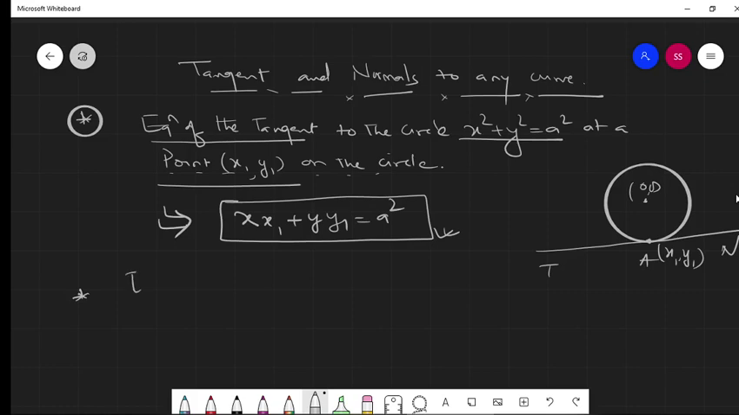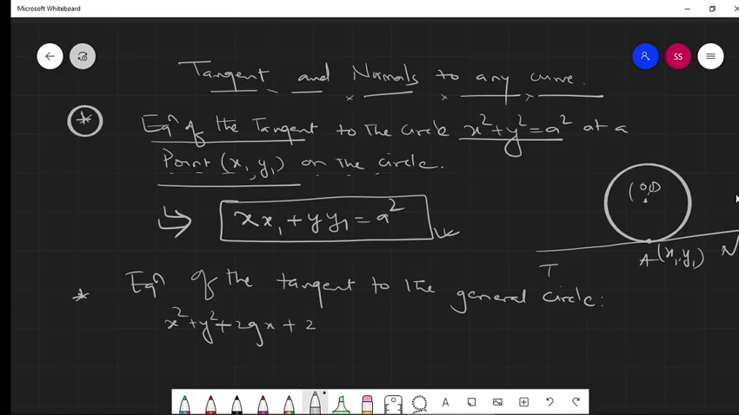You can observe yourself that there are alternative ways also given. Similar condition: equation of the tangent to the general circle, x square plus y square plus 2gx plus 2fy plus c equal to 0, at a given point.